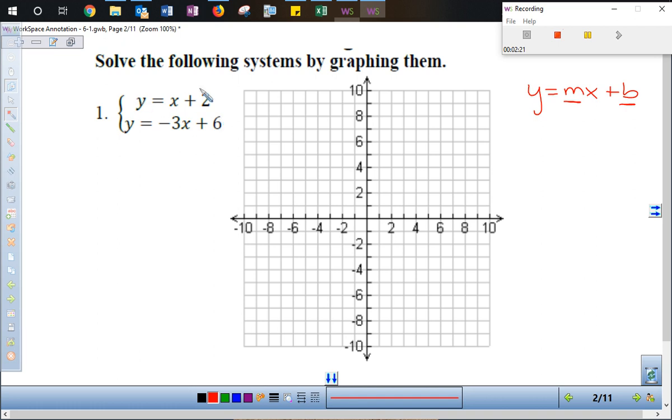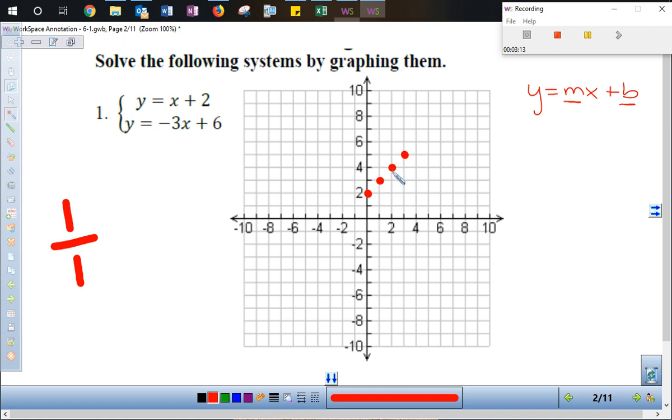Okay, so I'm going to start with my first equation, y equals x plus 2. If my y-intercept is 2, that means I'm going to start with a point at 2 on my y-axis. Then I have a slope of 1. Now remember, a slope of 1 is technically 1 over 1, and slope is rise over run. So we're going to go up 1, to the right 1, up 1, to the right 1. So if I start here, I'm going to go up 1 to the right 1, and keep going.